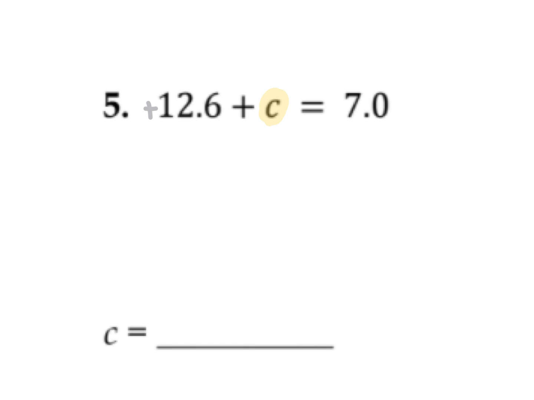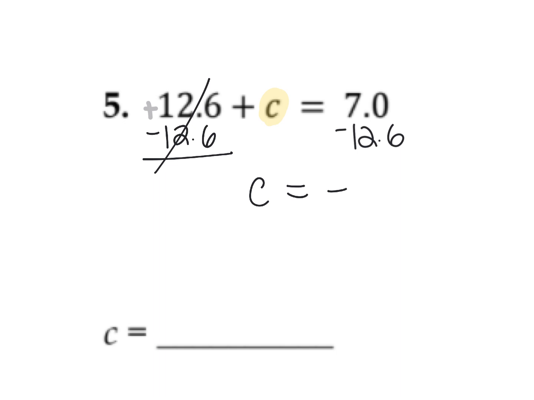But when deciding if I need to add or subtract the 12.6, your goal is always to try and make 0. So if I were to add 12.6 to both sides, 12.6 plus 12.6 is not 0. So I'm going to subtract 12.6 on both sides here to make 0. So I just have a c on the left, and then 7 minus 12.6, we get negative 5.6. So c equals negative 5.6.